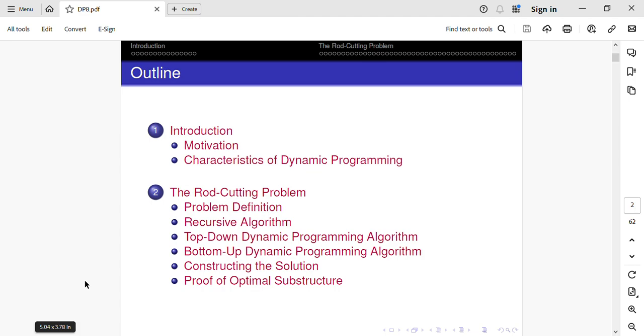I'll define the problem, and then first I'll describe the recursive algorithm. Then I'll show two dynamic programming algorithms, one top down and the other bottom up, and then I will describe how to construct the solution, and finally I'll describe how to prove a particular property of problems that can be solved using dynamic programming.